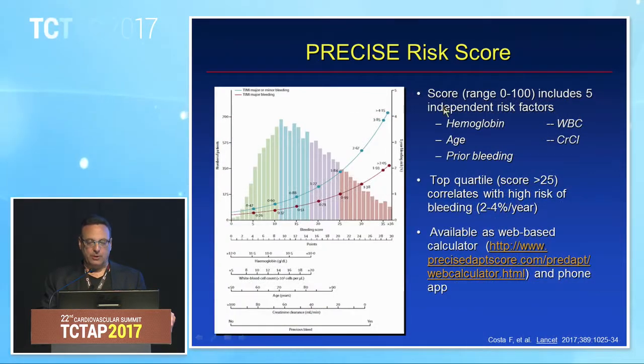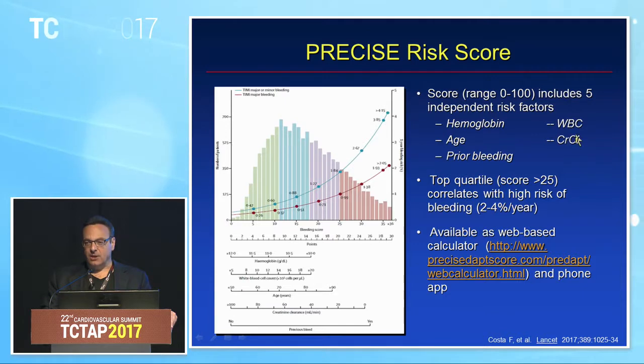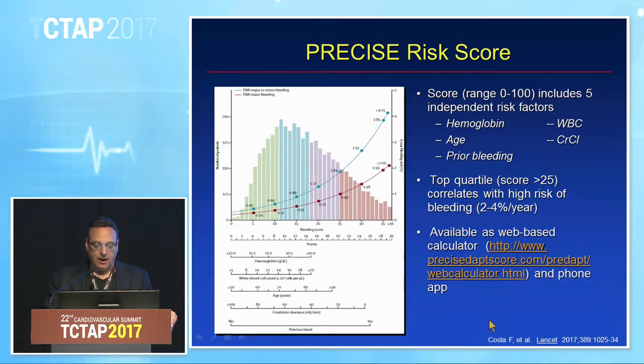What does the score look like? Well, here are the 5 characteristics that go into the score: the hemoglobin at the time of the procedure, their age, whether they have a history of prior major bleeding, their white blood cell count, and their creatinine clearance. That's it. Pretty simple. You can go to the website, it's right here, and log in there and enter this information, and it will give you a score, and it will give you a quartile.